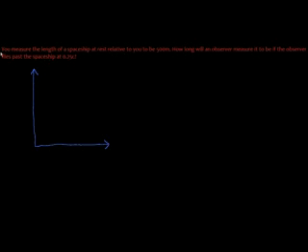So you measure the length of the spaceship at rest relative to you to be 500 meters. Let's say this is your frame of reference, we'll say S, and there's a spaceship. There really shouldn't be any propulsion because it's supposed to be at rest. You measure this length here to be, say, 500 meters.